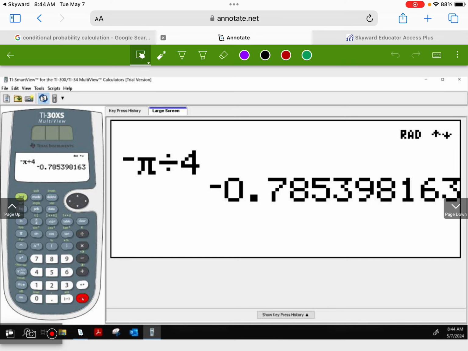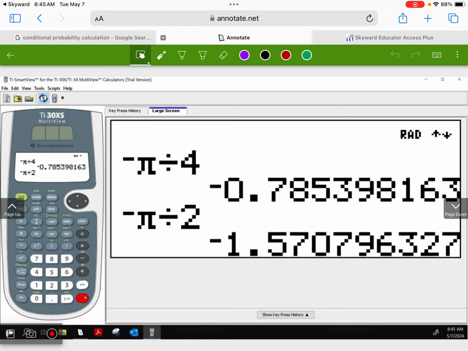And then we have our next one. -pi over 2. -1.6. So take a couple minutes and fill in the rest.